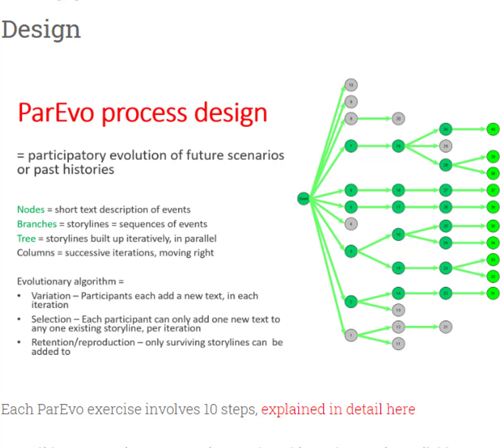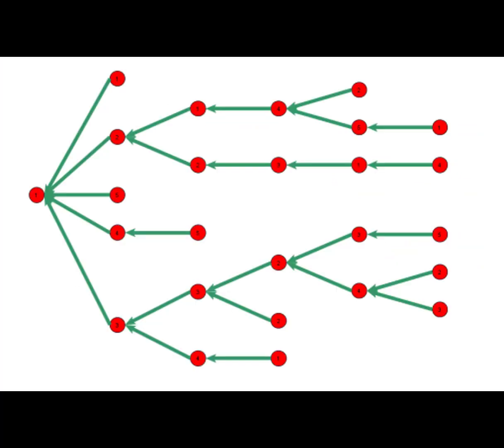The design of the ParEvo process is captured in the ParEvo logo seen here, which is in the form of a branching structure. On the left is a seed, a paragraph of text describing the beginning of a storyline shown as a red node. In the next column to the right are 5 connected nodes. Each of these is a new paragraph of text which describes what happens next after the event described in the seed. There are 5 alternative versions, the beginnings of 5 alternative storylines.